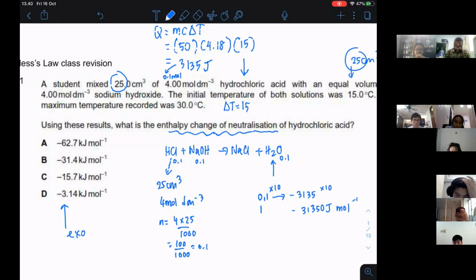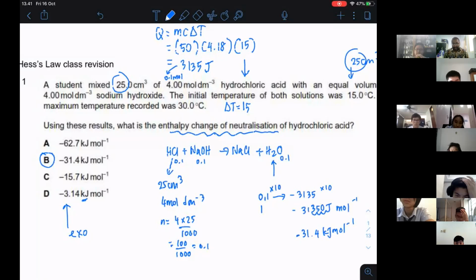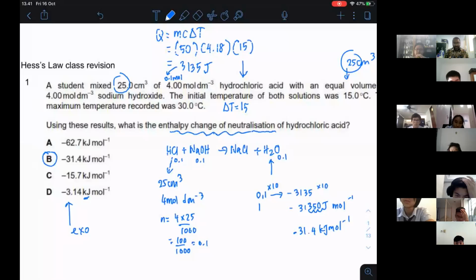So we need to change it into kilojoule. So it is negative 31.4 kilojoule per mole, and it must be negative. That is going to be the answer for this question. So this one is MC delta T. This is a simple question to show you how to apply Q equals MC delta T, and then we apply that formula to the enthalpy change of neutralization.